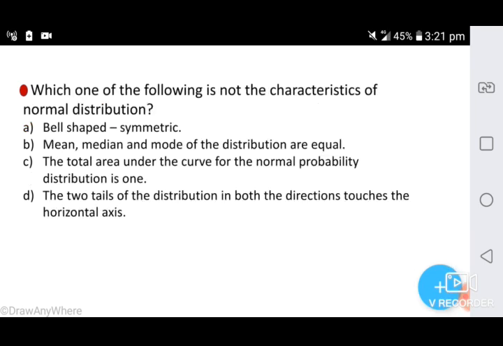Next question, which one of the following is not a characteristic of the normal distribution? Option A, bell-shaped, symmetric. Option B, mean, median and mode of the distribution are equal. Option C, the total area under the curve for the normal probability distribution is 1. Then option D, the two tails of the distribution in both directions touch the horizontal axis.